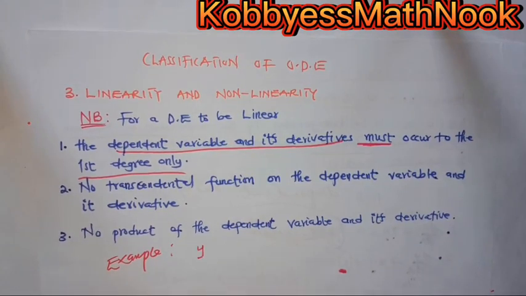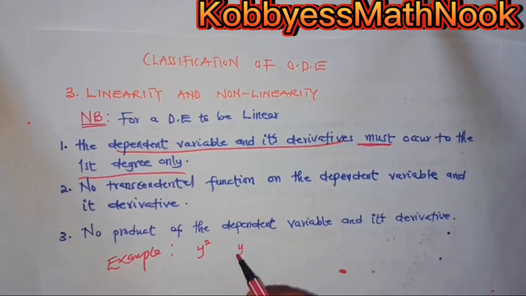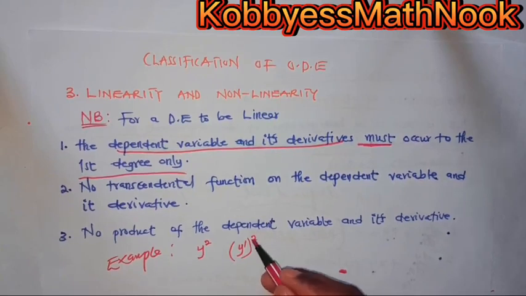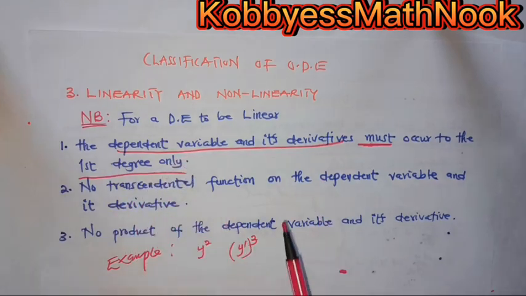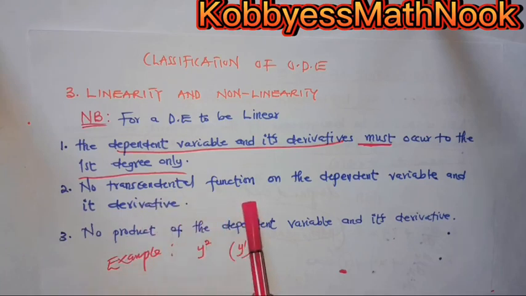If y is a dependent variable, there shouldn't be any power over it. If it's y squared, it makes it non-linear. For y prime, there shouldn't be any power either. If we have something like this, or even a cube, it becomes non-linear, meaning the degree of the dependent variable and its derivative is more than 1, so that becomes non-linear. Secondly, there shouldn't be any transcendental function on the dependent variable and its derivative.